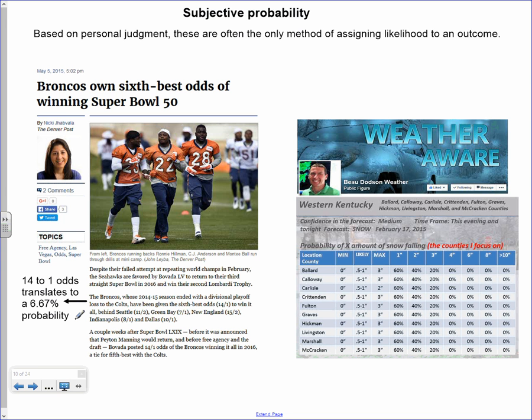Now, how did they do that? I mean, did they use empirical probability? Did they use classical probability? Well, they can't really use either of those, right? We can't use empirical probability because empirical probability means that we're going to actually go out and do an experiment or collect data. So how would we do that with a Super Bowl? Are we going to make them do some trial runs at the Super Bowl? I mean, we can't really do that, right? So we can't do empirical.